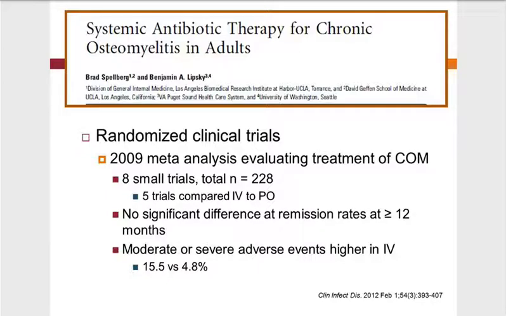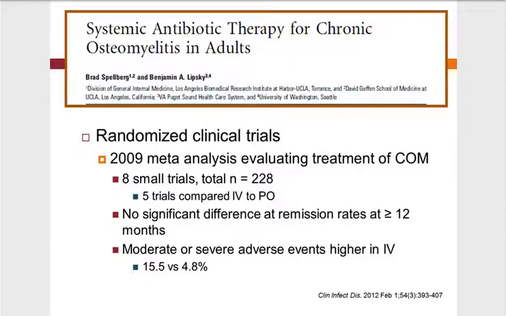So this review looked at some of the things that were published previously. There was a meta-analysis published in 2009 that evaluated treatment of chronic osteomyelitis, with only a total of 5 trials looking at IV versus PO, and found that in general there was no difference between the two treatment groups. It also found increased adverse events with IV therapy, and that's something you'll consistently see in pediatric data as well.